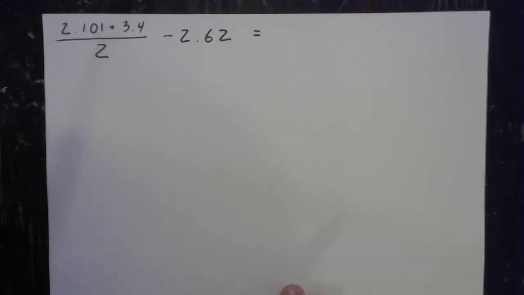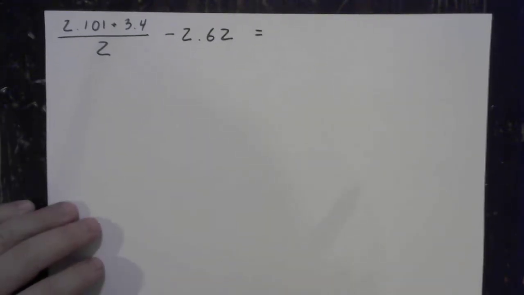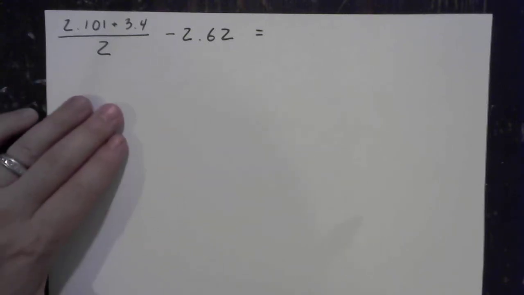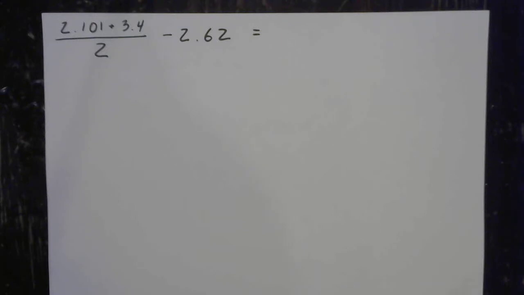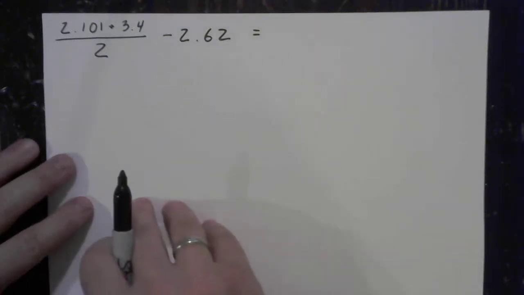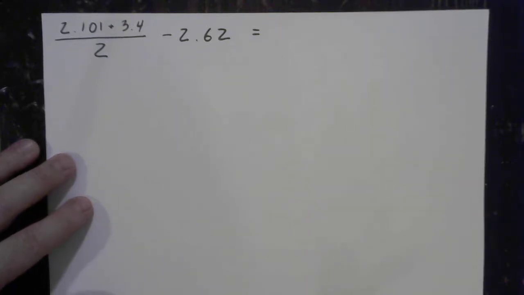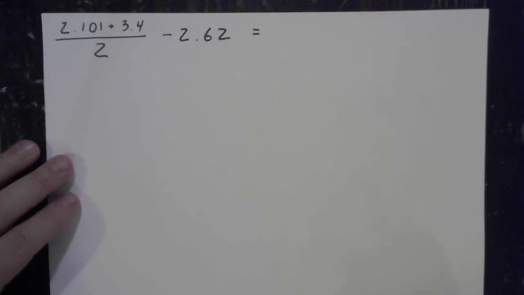Hello everyone. So this is going to be what I think is going to be a pretty short video here. All I want to do in this video is use significant figures and do a multi-step calculation to figure out what the final answer should be according to sig figs.